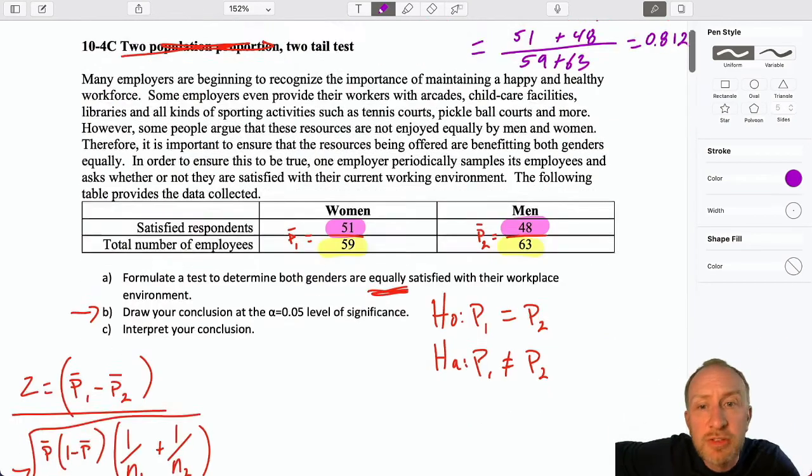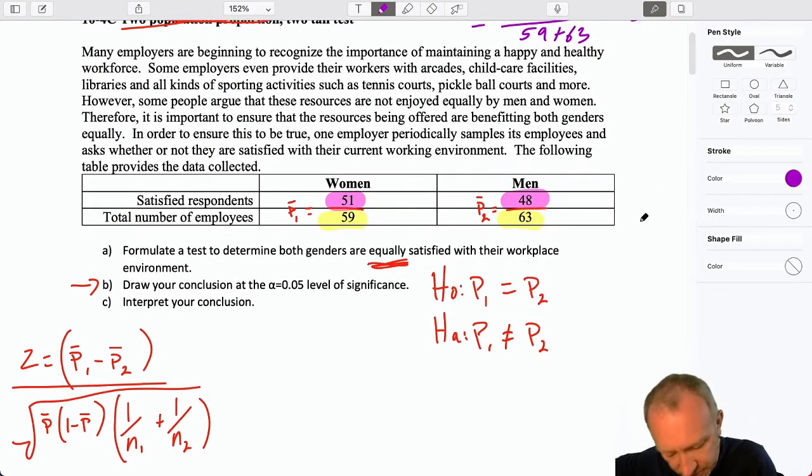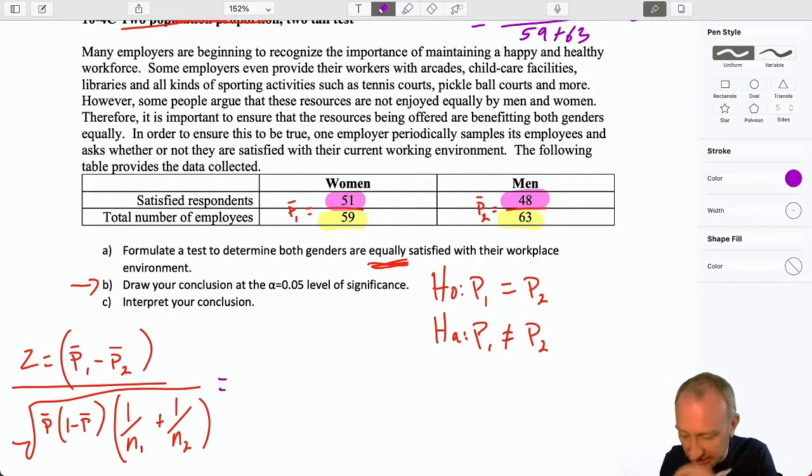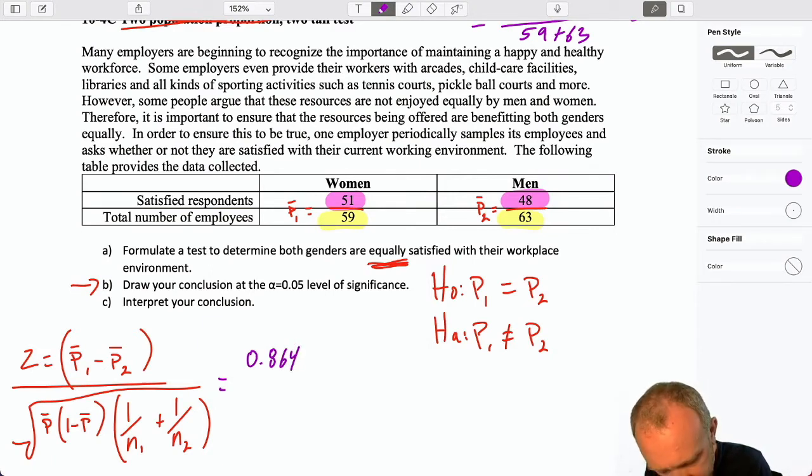Okay, so now I can come down here and fill in the rest of my Z calculation. 51 out of 59 for the ladies is 0.864, minus, for the men, 48 over 63, 0.762.